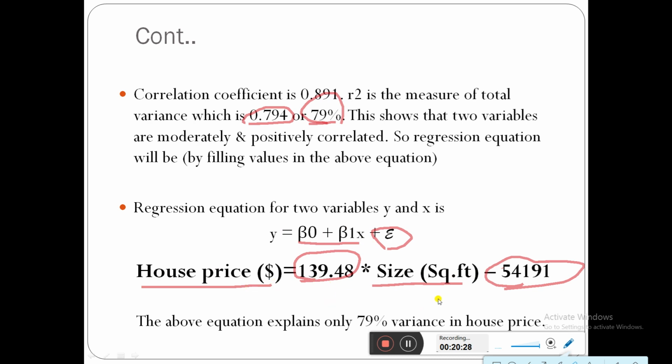From this formula we have established the equation. Say my house area is 2000 square feet. Find the house price. What are you going to do? You fill in this equation with size 2000: 2000 times this value minus 54191. You do the subtraction, and then we get the house price. That is the prediction. House price can be predicted by the size of the house.